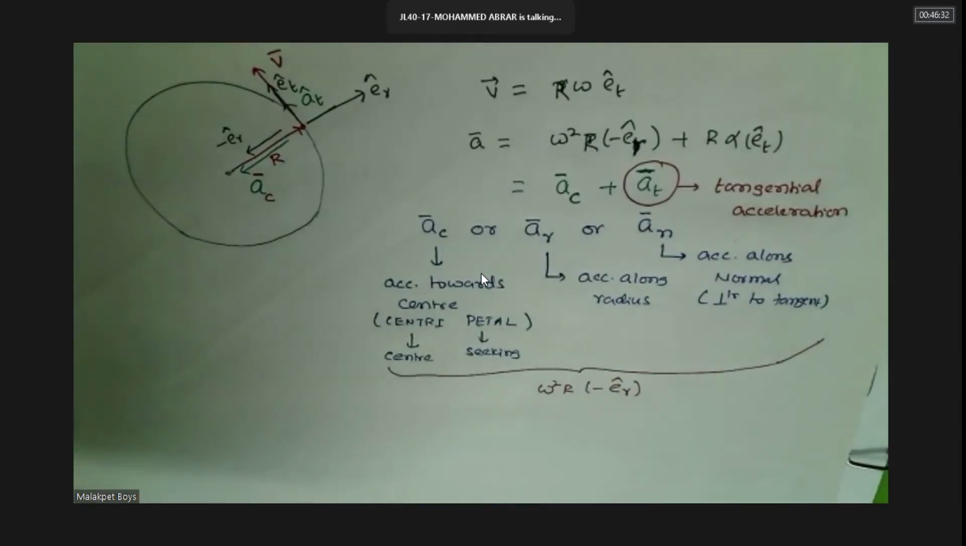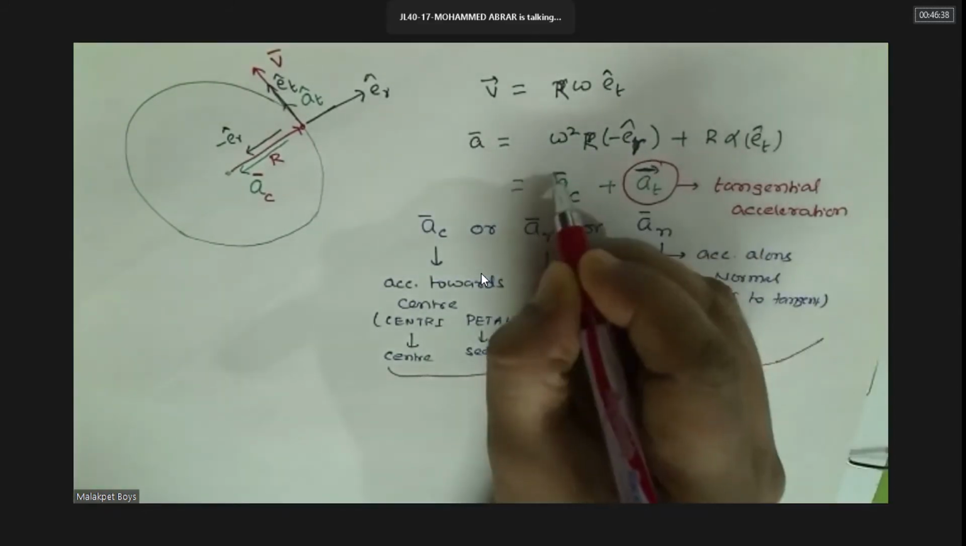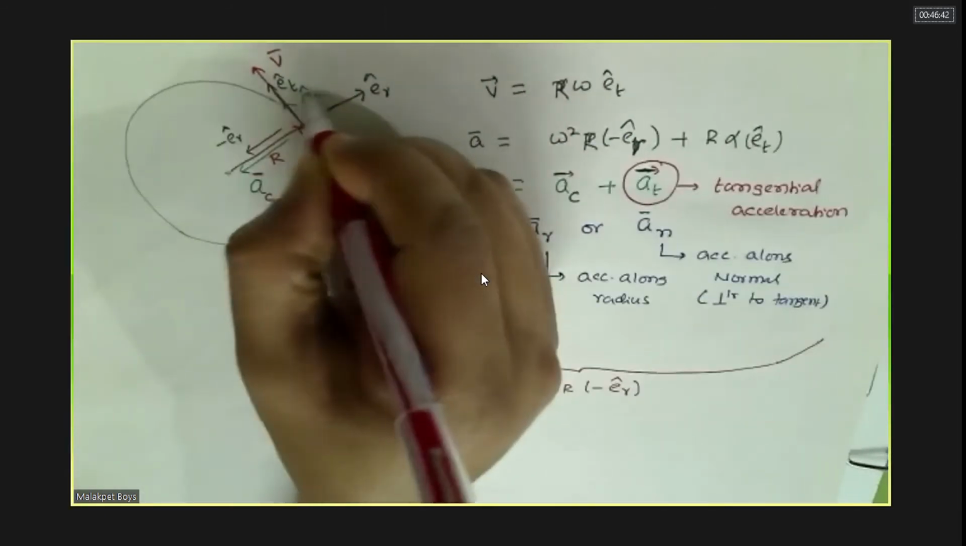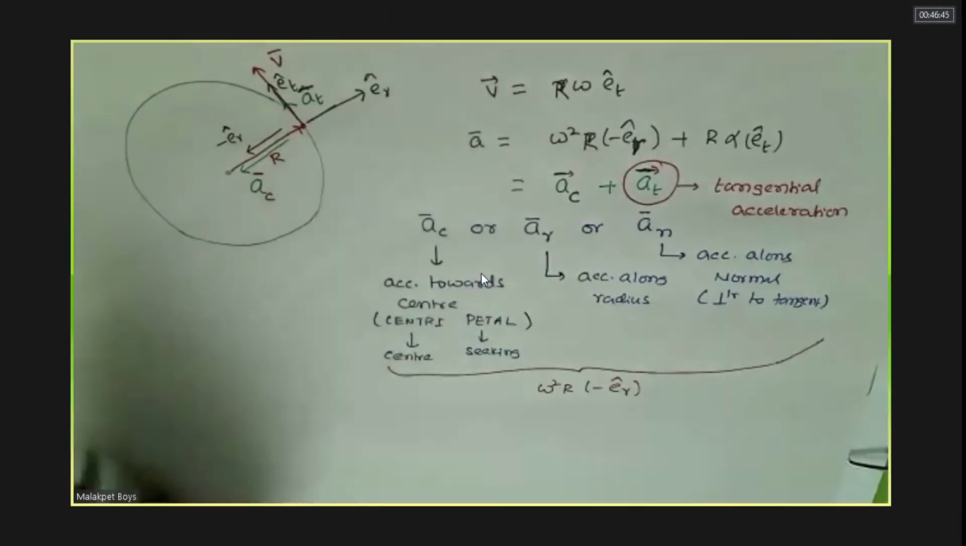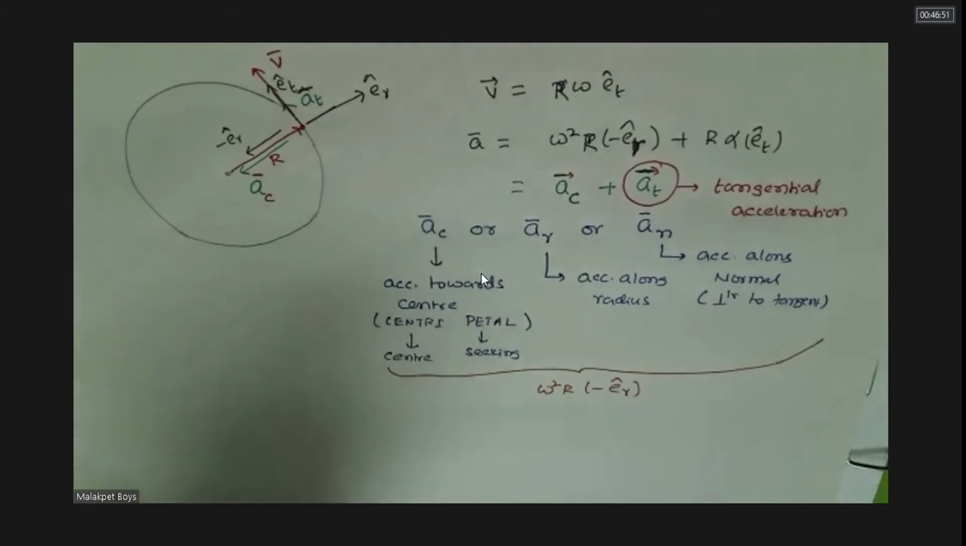Sir, is it A cap T or A bar T? Which one? This one? Acceleration, no? In the diagram, sir. You wrote A cap T. Not direction. Anyway, you can write this. I wrote the direction part. Cap means direction. Agreed.